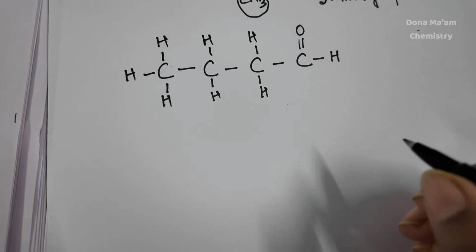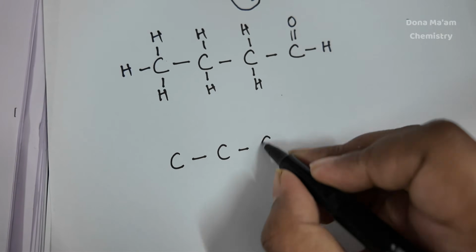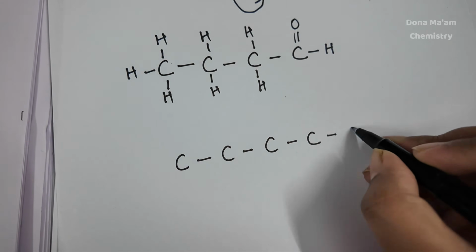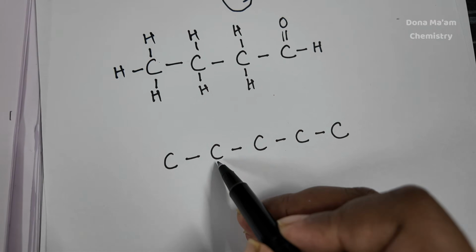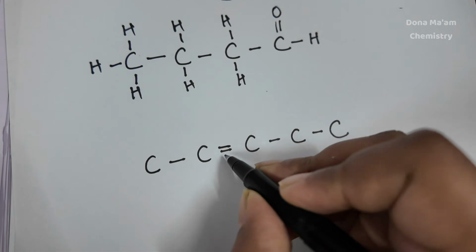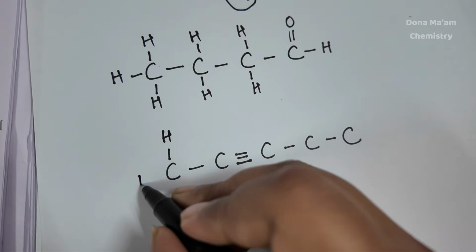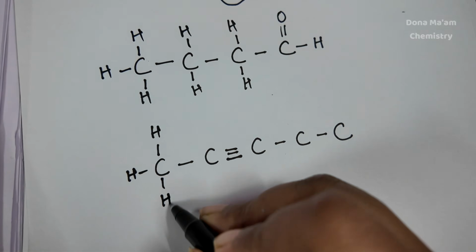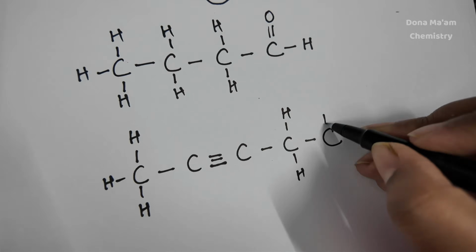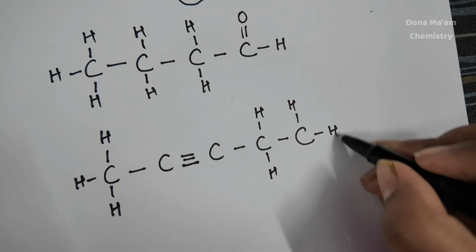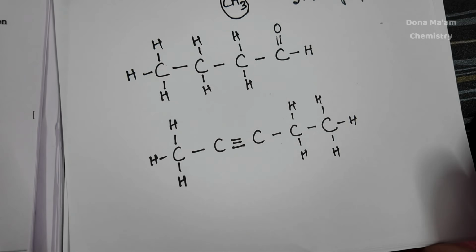Next, pent-2-yne. Pent means you have to draw 5 carbon atoms. 2-yne, in the second position there is a triple bond. So this is the second position. You have to draw the triple bond for yne, and the rest you have to balance, all the carbon atoms with hydrogen. If you miss a single carbon atom balancing, you get 0.